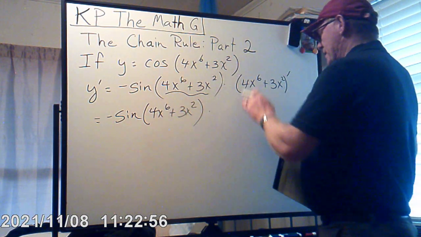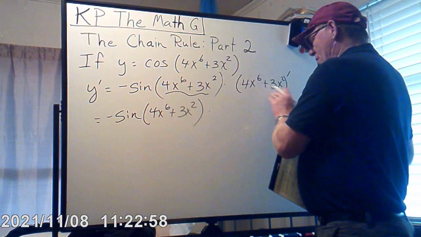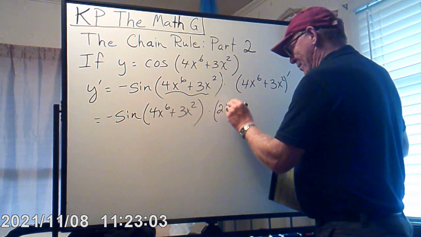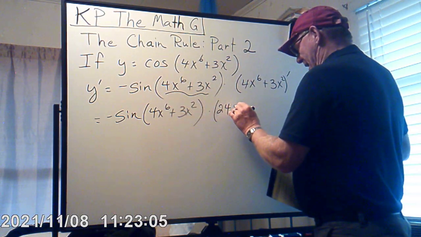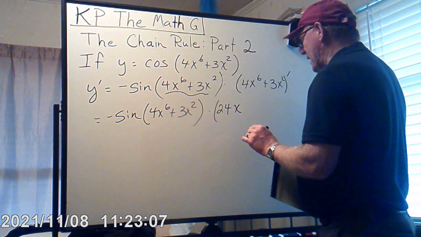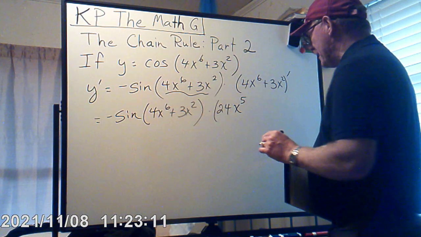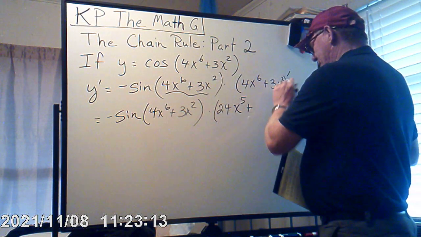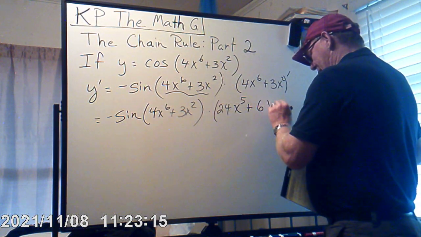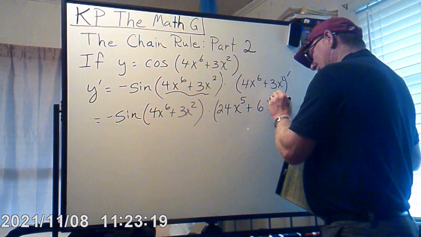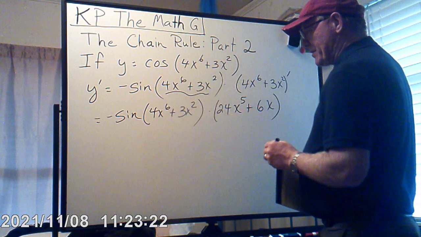Now this is the power rule on both of these. So 4 times 6 is 24, x to the 5th power, always take 1 away, and then plus 3 times 2 is 6, x to the 1st power. Of course you don't need that 1, it's understood to be there. And really and truly, that's it.